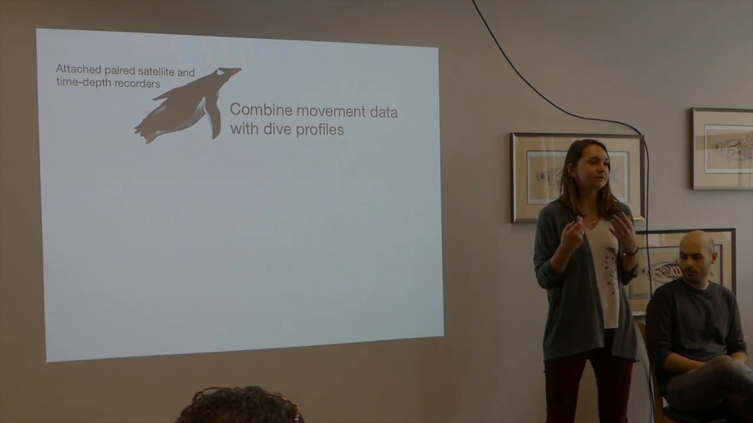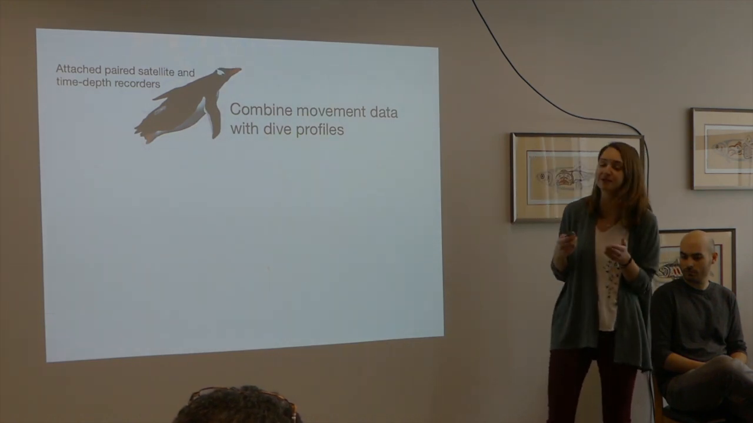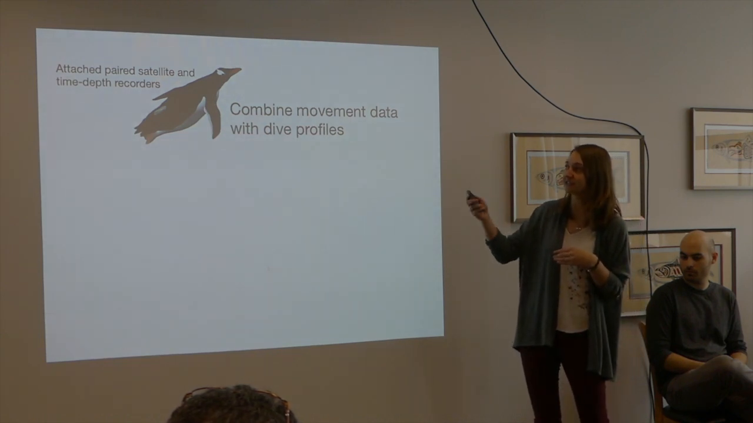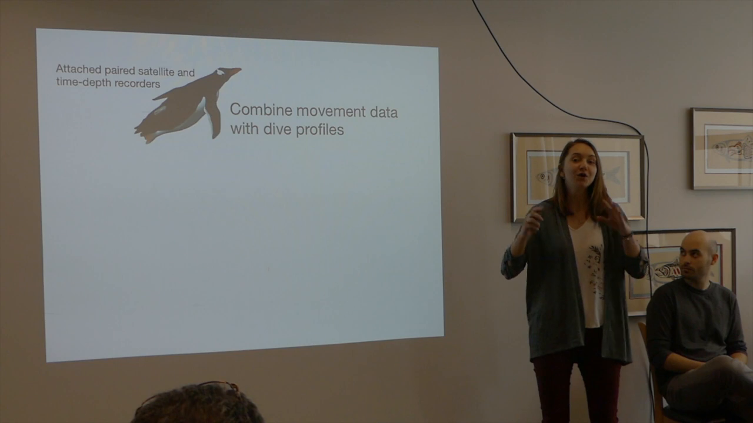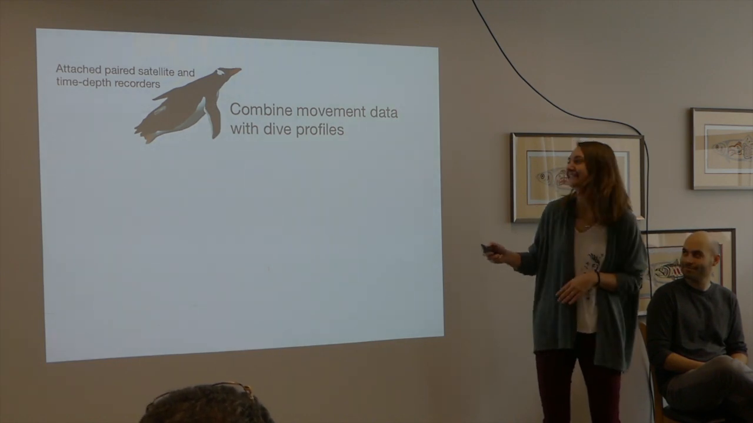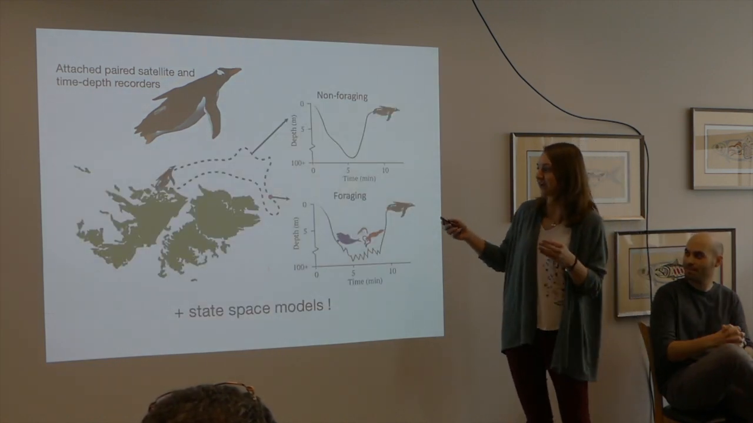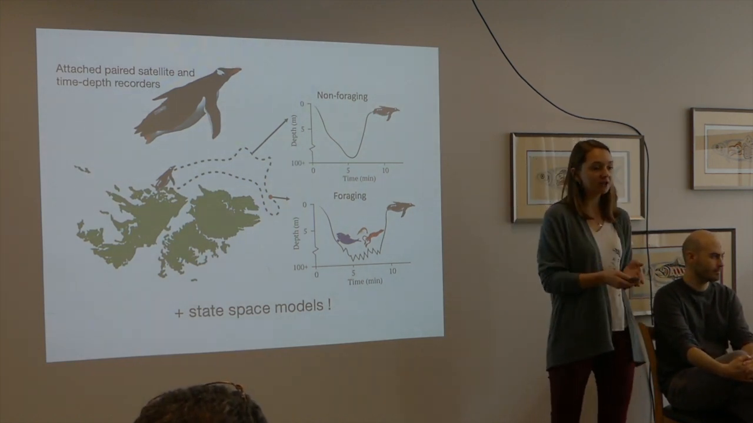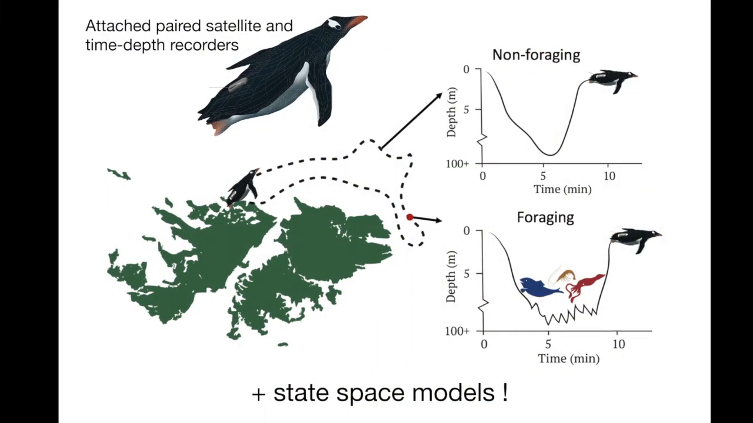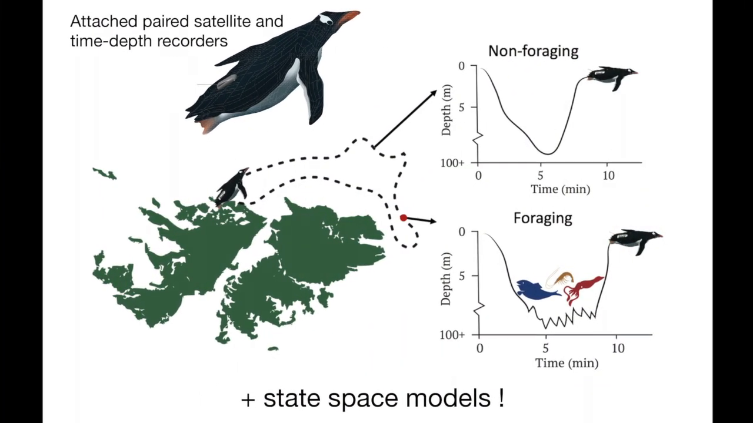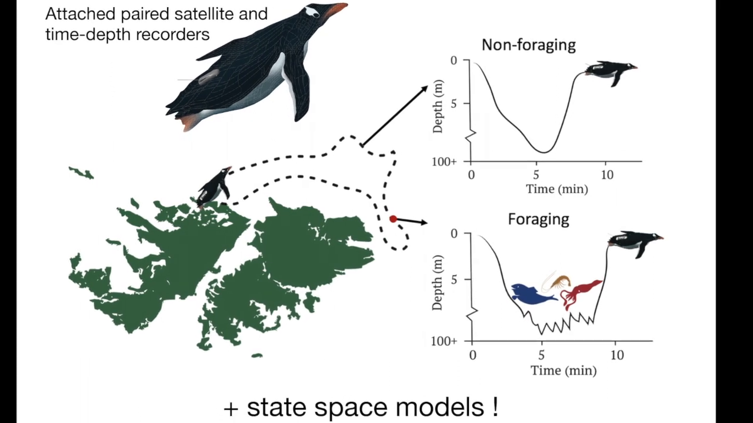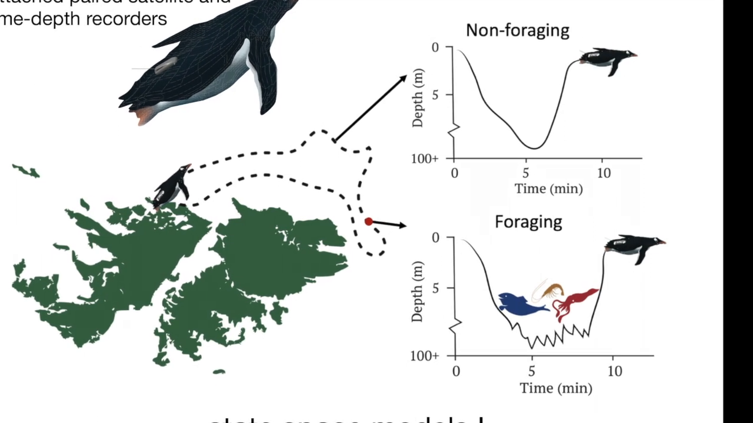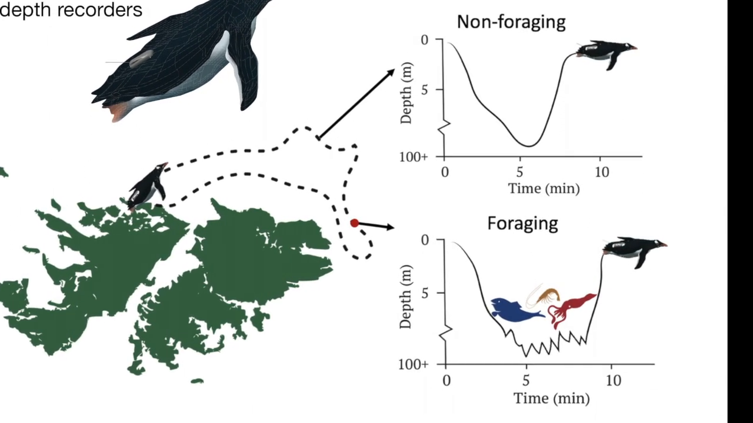So you can get a lot of valuable information when you combine movement data with diving profiles. So for gentoo penguins, we're going to attach paired satellite transmitters and time depth recorders, which just came in the mail. We're very excited. And from this, we can model using their turning frequency rate, their dive depth, and also the wiggles in their dive profiles to identify foraging locations. So this is an example of a dive that has no wiggles, so we wouldn't assume that that animal's foraging. But in this one, because of the pattern, we can assume that there is.